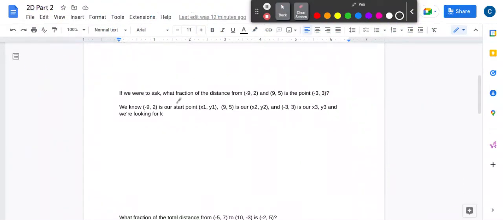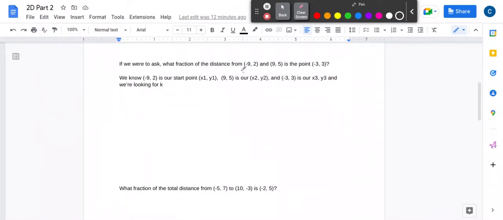So if we're to ask what fraction of the distance is negative 3 from negative 9 to 9. What's cool is we only have to do our x's. We don't really have to do x's and y's. We just do it once. So negative 9 is x1, y1, 9 is x2, y2, negative 3 is x3, y3. Okay.